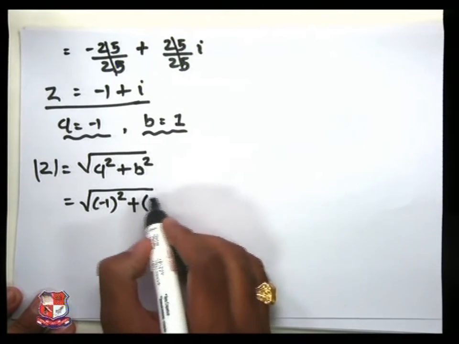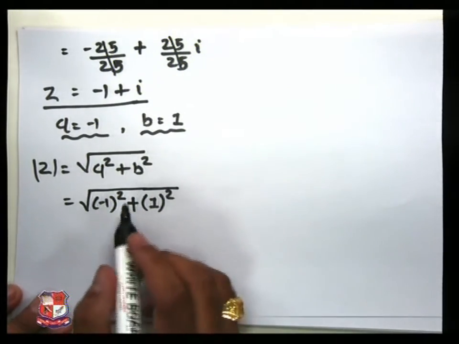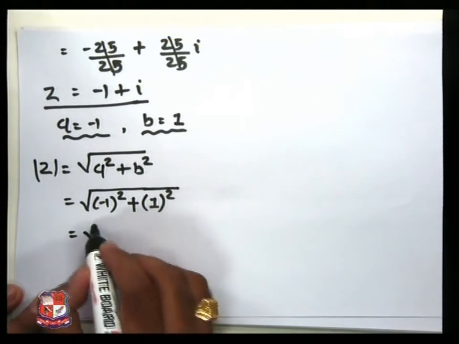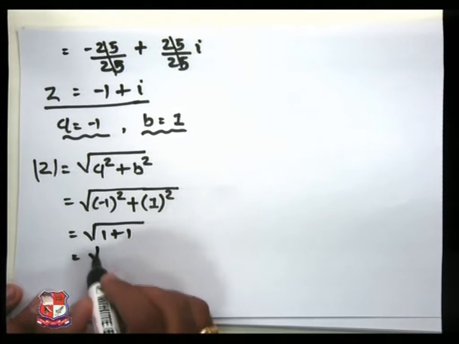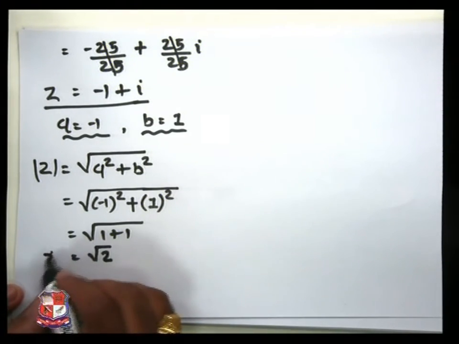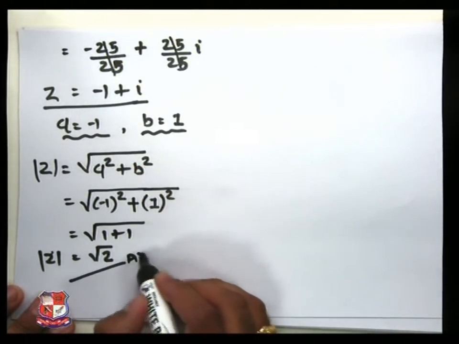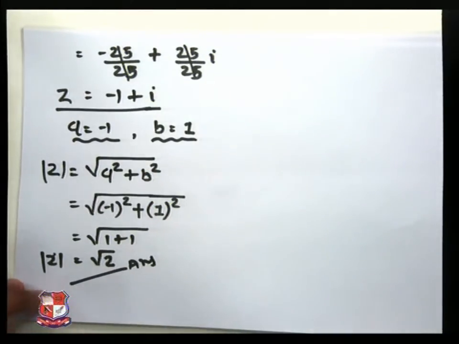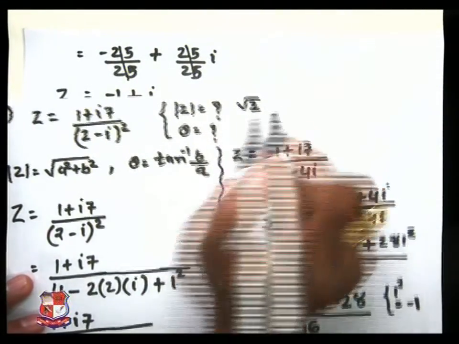So we replace the values: minus 1 square is 1, and again 1 square is 1. So our mod z value is the square root of 2. So we found our first answer, that mod z is the square root of 2.